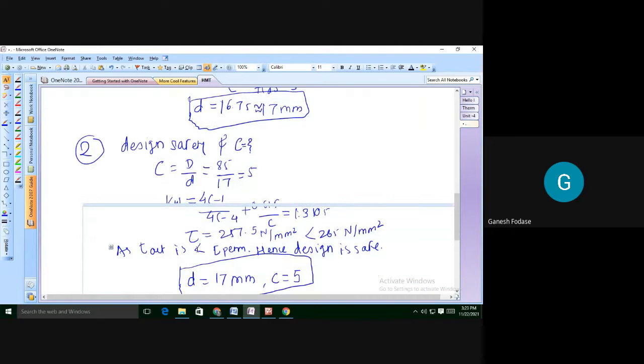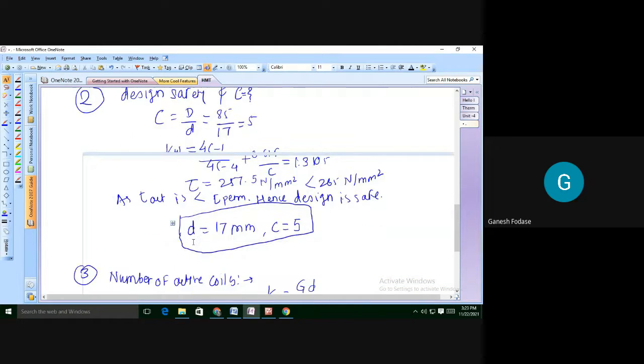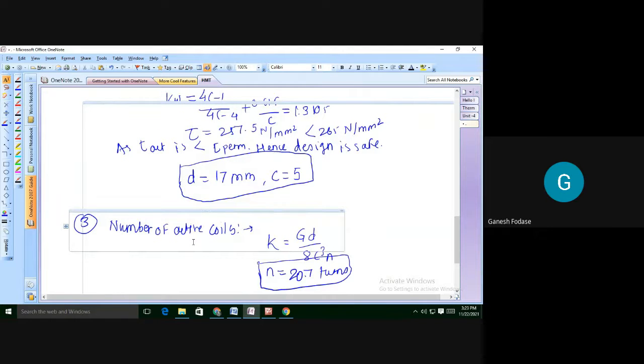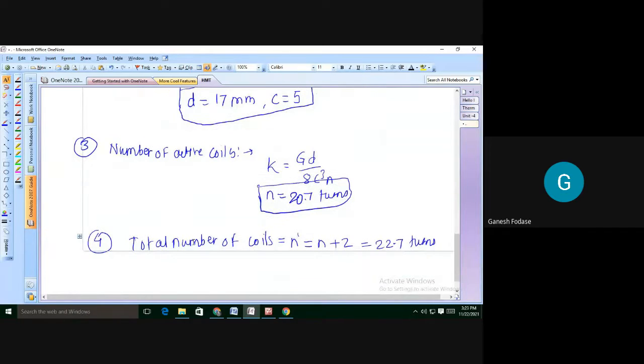So our design, we also check for the design. Our design is safe. And last, we find the number of active coils based on the stiffness formula. And finally, the total number of coils, based on square and ground ends, N dash, is found out. So I think it is clear to all.